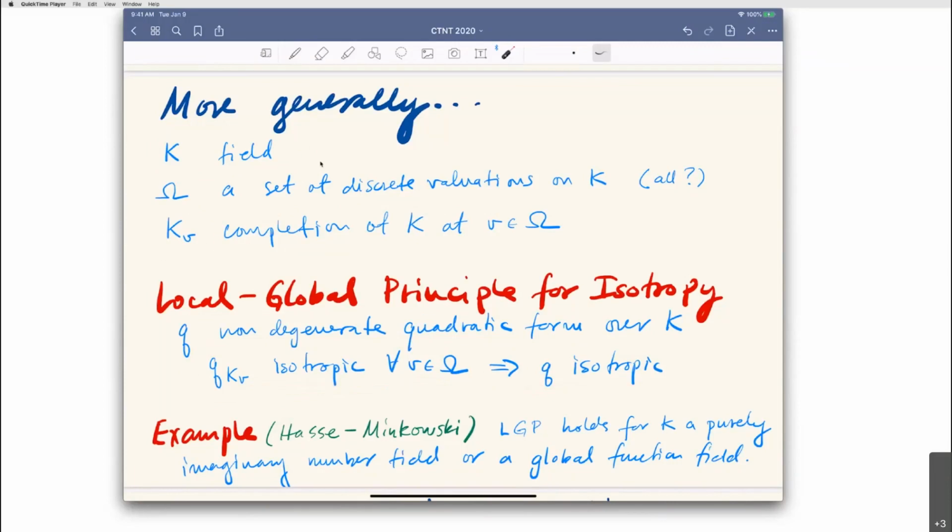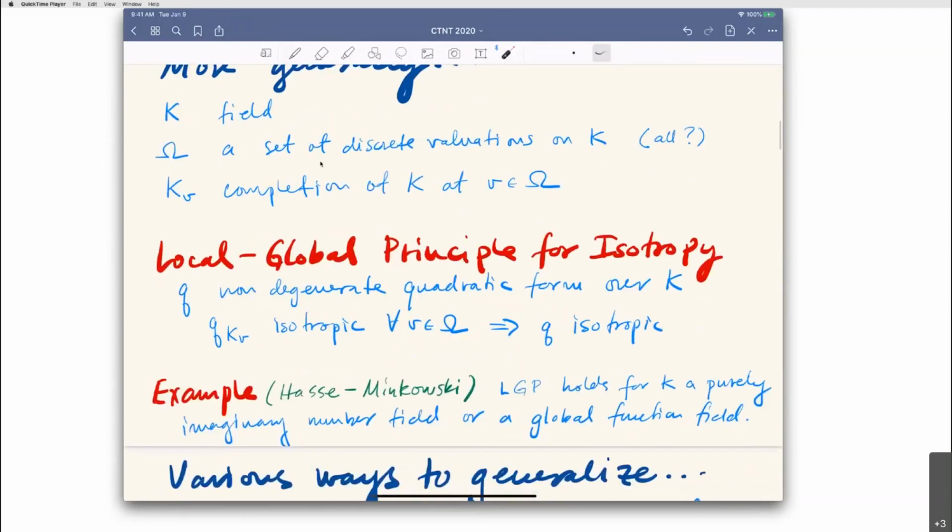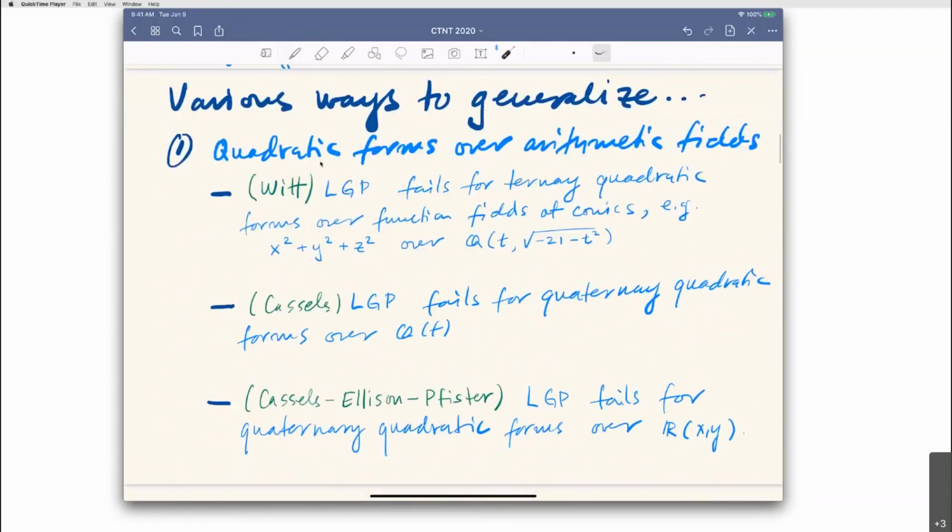In the examples where we take the set of all discrete valuations, and we're no longer talking about places or Archimedean valuations, Hasse-Minkowski provides an example of this local-global principle. If, for example, K is a purely imaginary number field, then there are no Archimedean places to worry about, and you just have to check at all discrete valuations. Or if you have a global function field, then this is the classical statement of Hasse-Minkowski. There are various ways to generalize this statement. There is one way, which you could ask for quadratic forms.